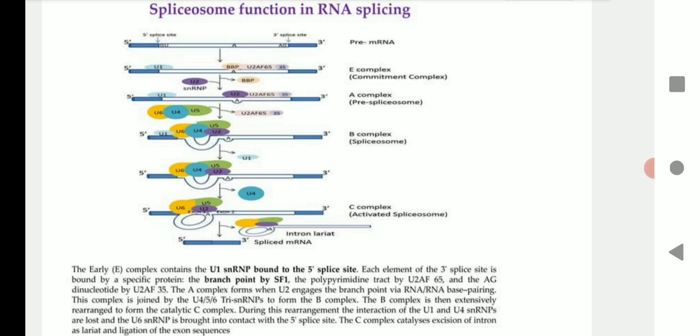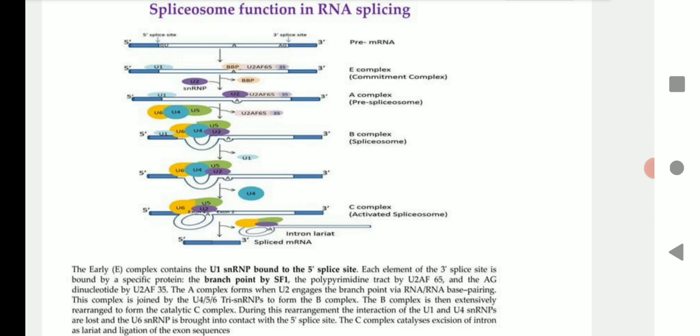A special adenosine at the middle of the intron is called the branch point, which is bound by SF1, also known as BBP, the branch point binding protein. Then the polypyrimidine tract is bound by U2AF65, and the AG, that is the 3' end of the intron, is bound by U2AF35. When this complex is engaged, the U1 snRNA is at the 5' splice site.